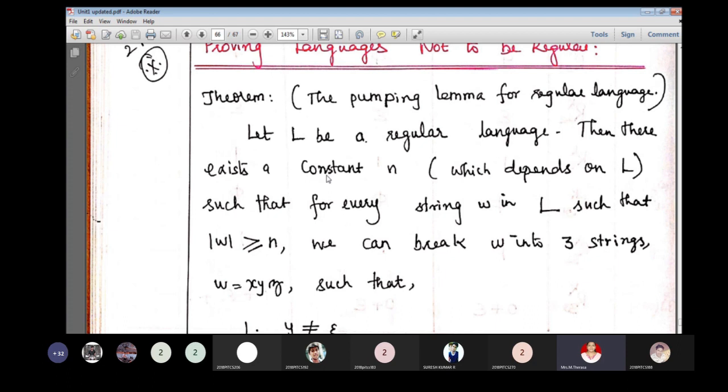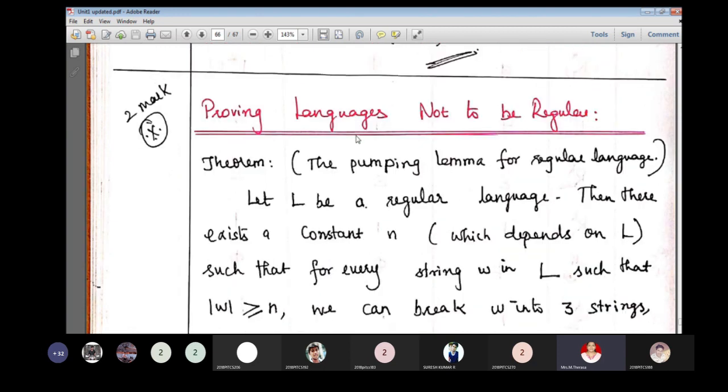And one more thing you have to make a note. You cannot use this theorem to prove a language is regular. In order to prove the given language is not regular, you can use this pumping lemma. Clear? Any doubts?